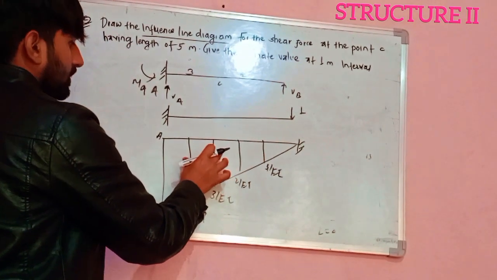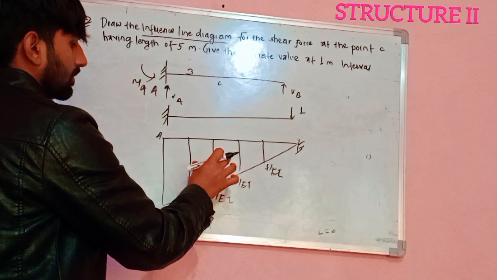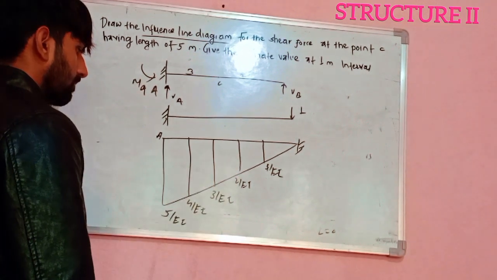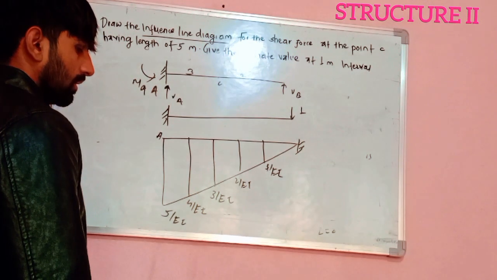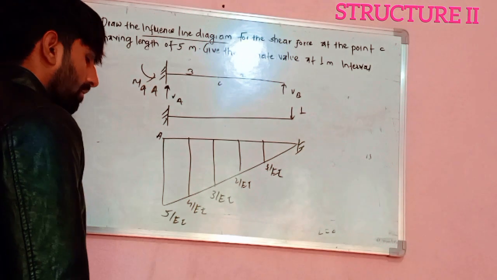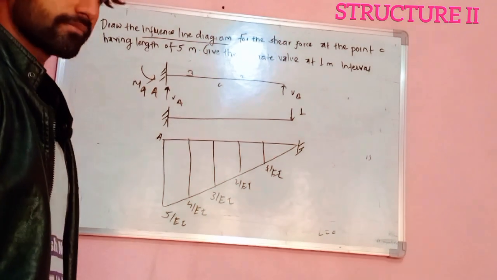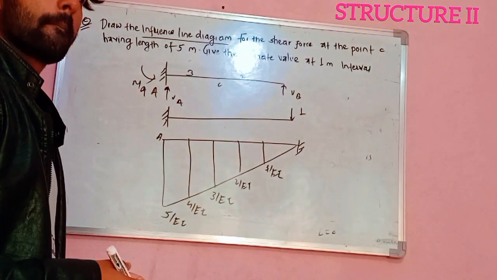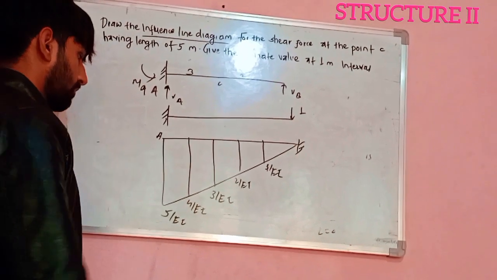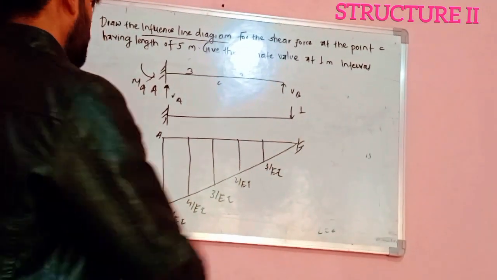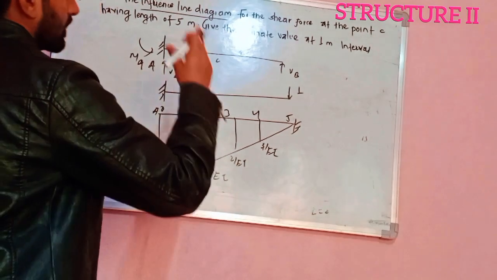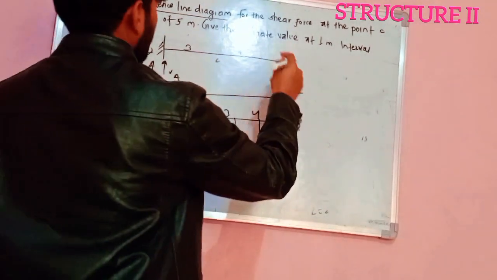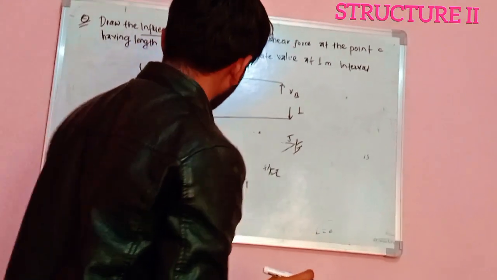Now by using this conjugate beam, we'll find the deflection at every point: 0, 1, 2, 3, 4, and 5, and we'll find the ordinates of the ILD due to the reaction at B. So we'll draw this first.